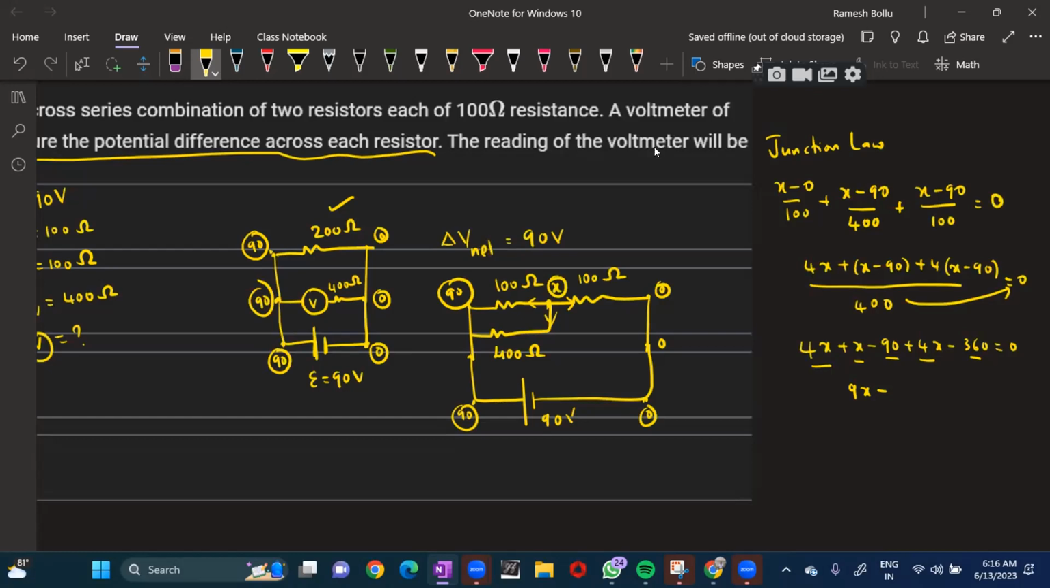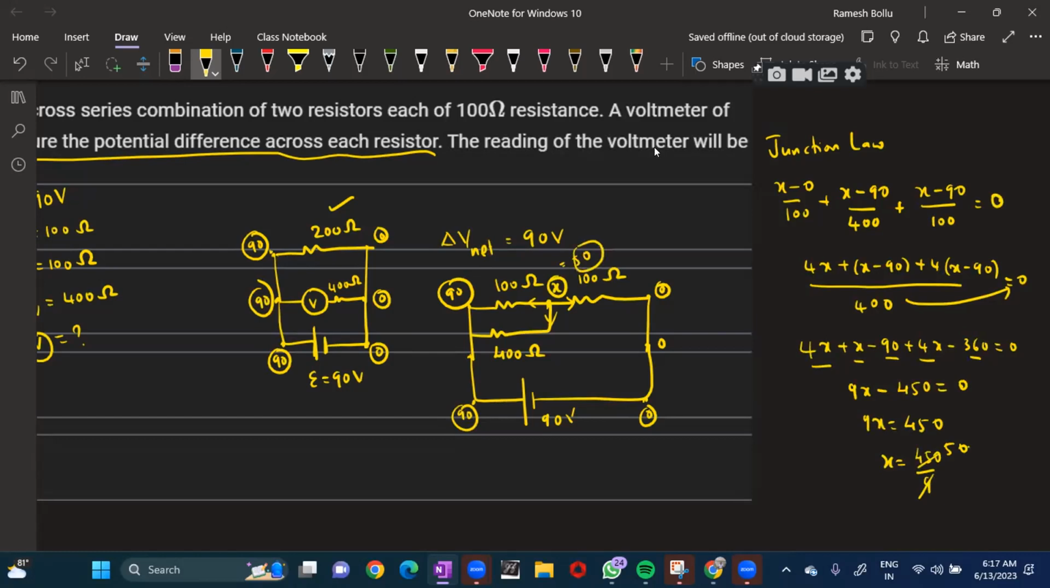How much? 450. 9X equal to 450. X equal to how much? 450 by 9. So X equal to 50.